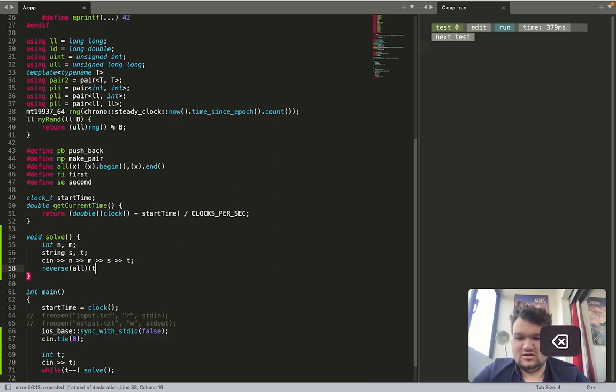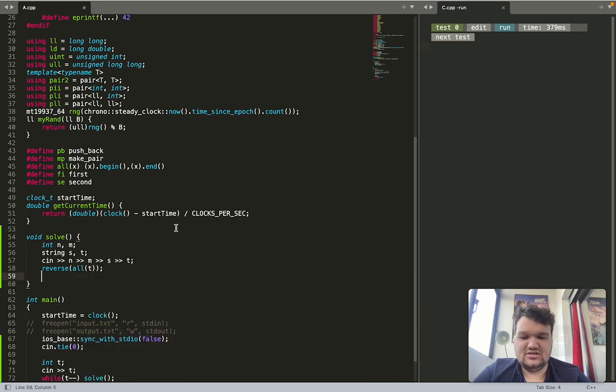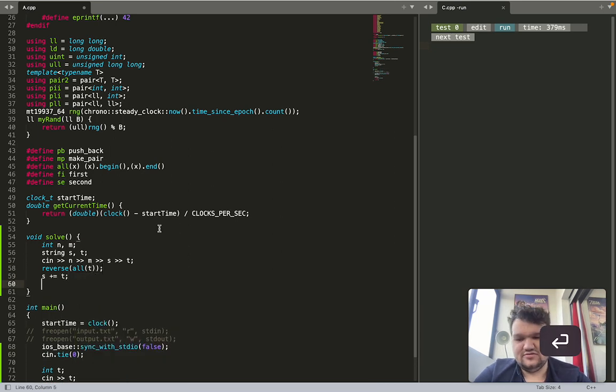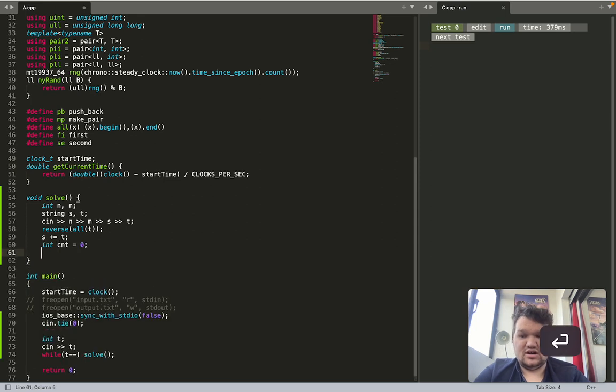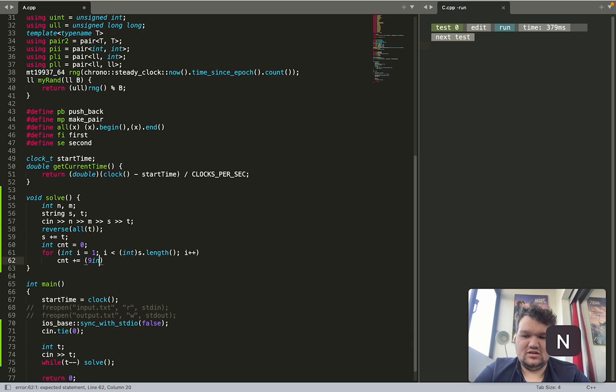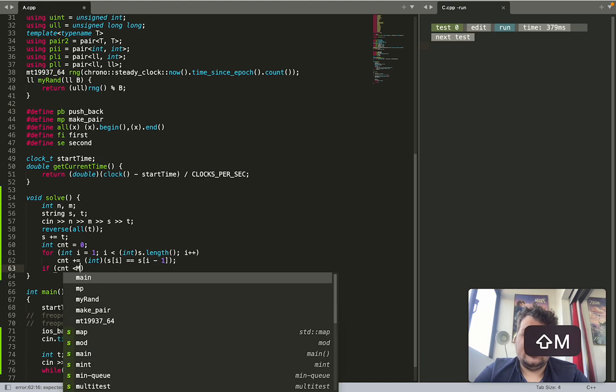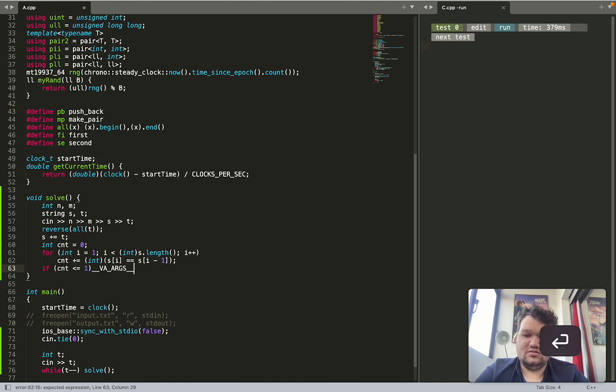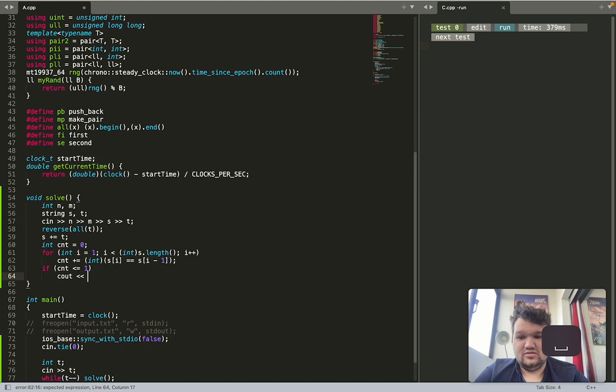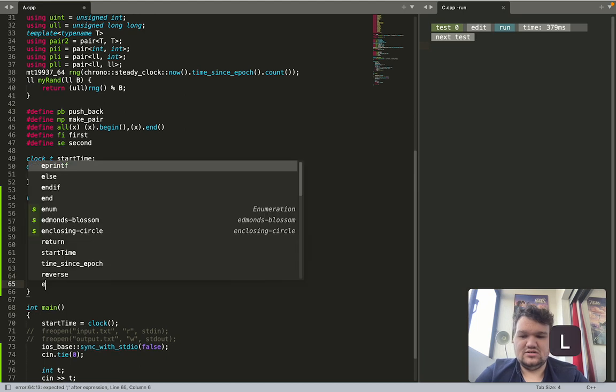So we read the input, reverse the second string, concatenate it with the first one, and then count the number of positions in which two neighboring elements are equal, and if it is at most 1, I will print yes, otherwise no.